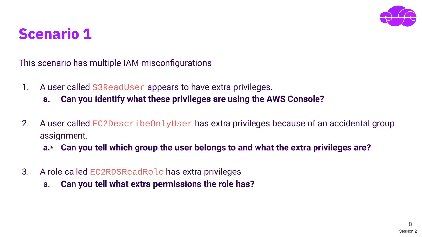Okay? So a user called S3 read user appears to have extra privileges. The username is S3 read user, right? So think of what permissions are attached to this user that are going to make it have extra privileges. Okay, the name could have been anything. It could have been banana for all you care, right? But when I'm trying to create this scenario, I'm saying that there is a user called S3 read user, right? So think on those terms. The username has something to do with what privileges it is supposed to have.